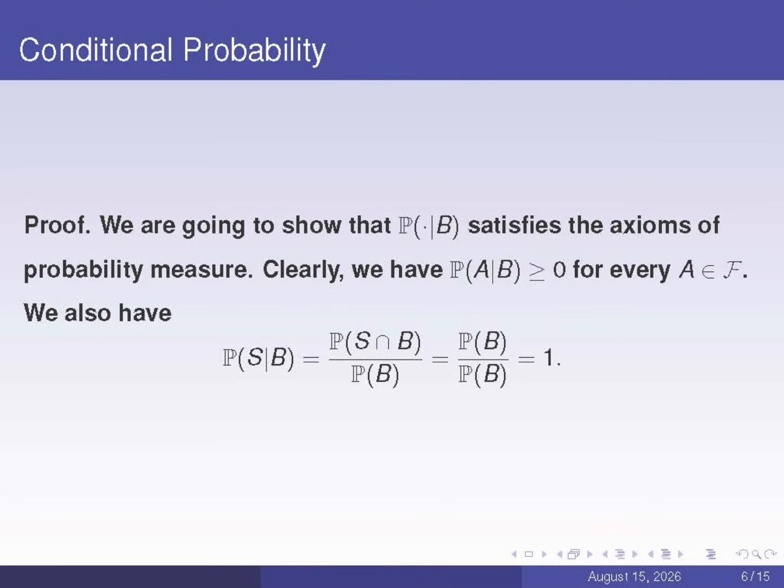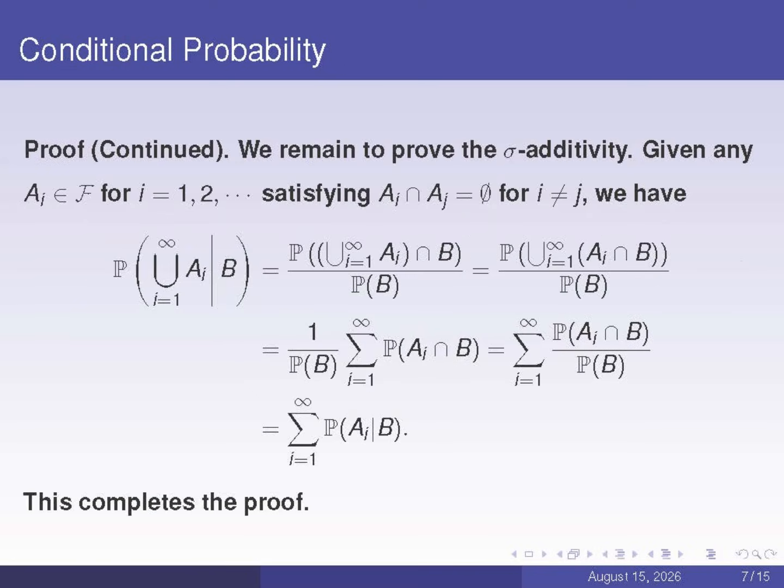Second, we must prove that P of S given B equals 1. This calculation is shown on the last line, where the first equality follows from the definition of conditional probability and the second equality holds because event B is always contained in the sample space S, making S intersect B equal to B, which completes the proof for the second condition.